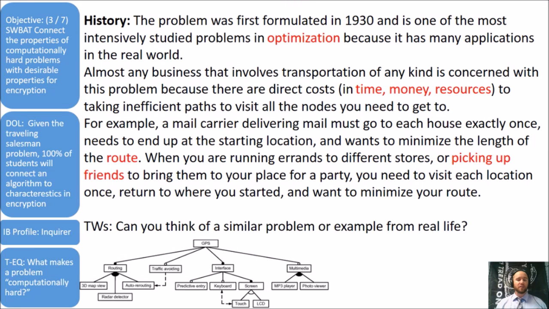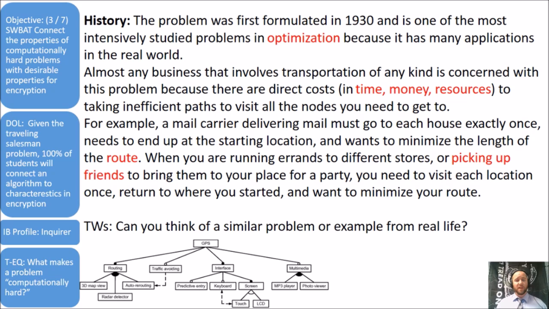So here's the history of the traveling salesman problem. This problem was first formulated in 1930 and is one of the most intensely studied problems in optimization because it has many applications in the real world. Almost any business that involves transportation of any kind is concerned with this problem because there are direct costs, that is in time, money, and resources, to taking inefficient paths to visit all the nodes you need to get to. And in our context today, think of nodes as the houses the salesman is supposed to visit.